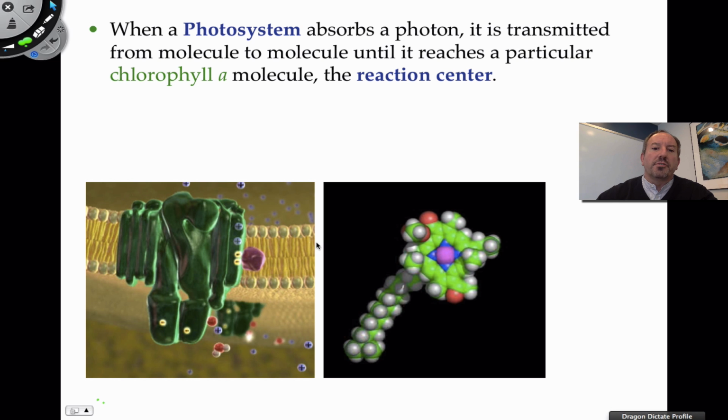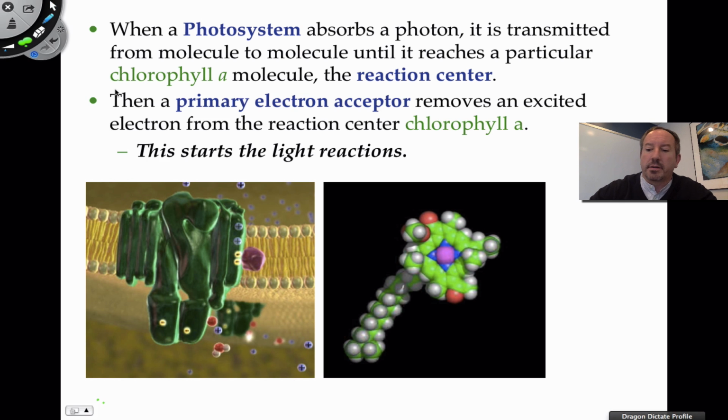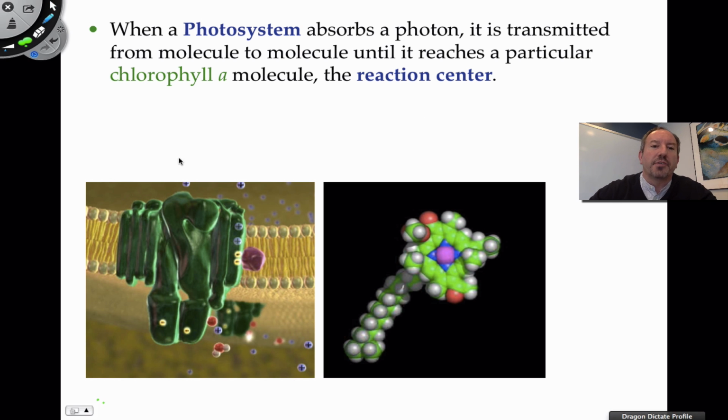What's interesting is that in the thylakoid membrane, you have a cluster of several hundred chlorophyll molecules. And that's what this big green thing is right here. It's a big photosystem. And as it turns out, there are two photosystems in photosynthesis. The first photosystem in photosynthesis is Photosystem II. Let me write that there.